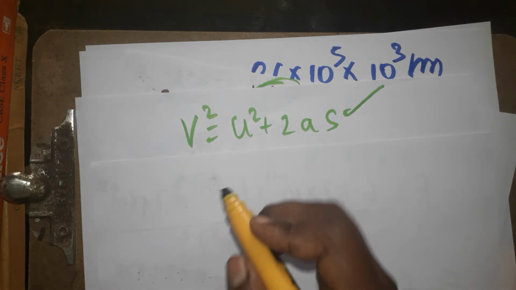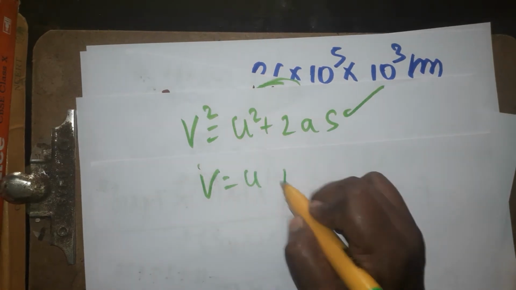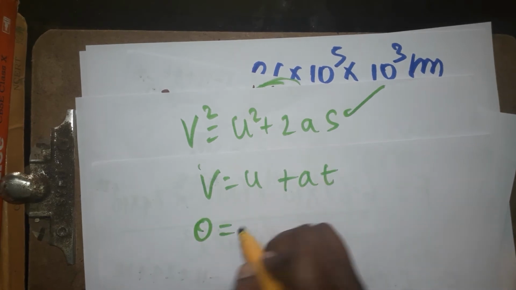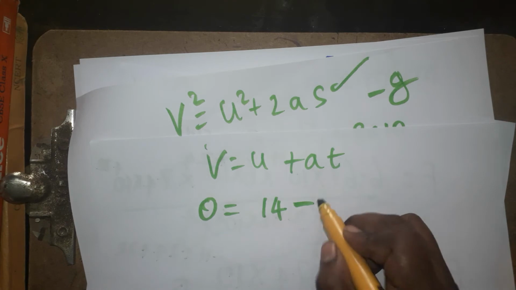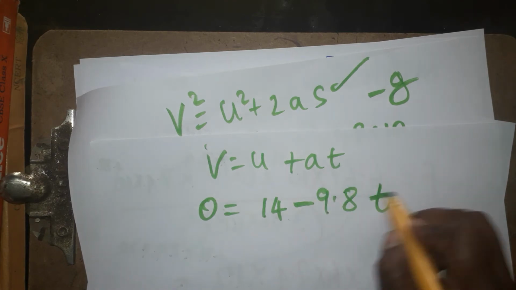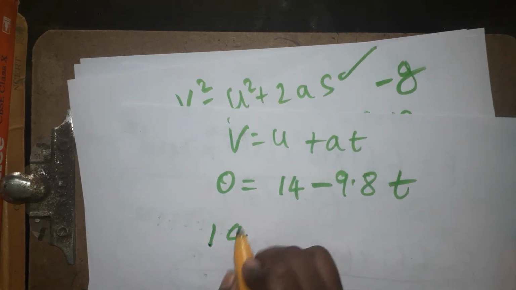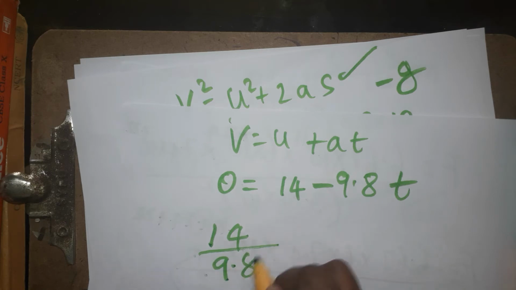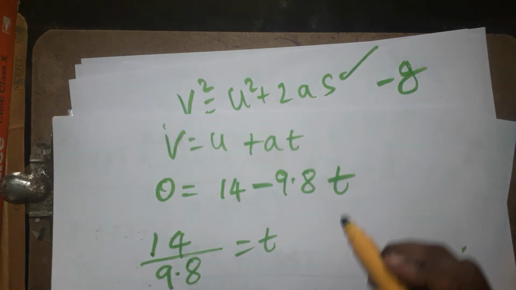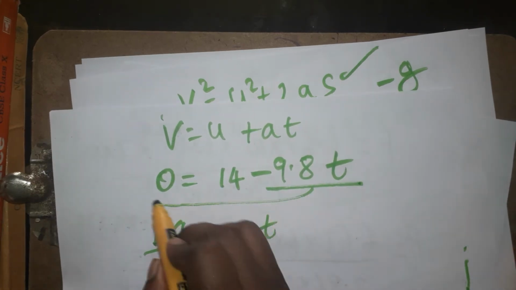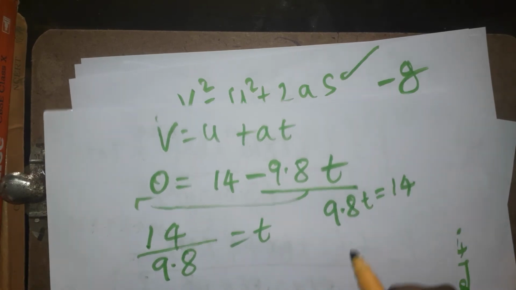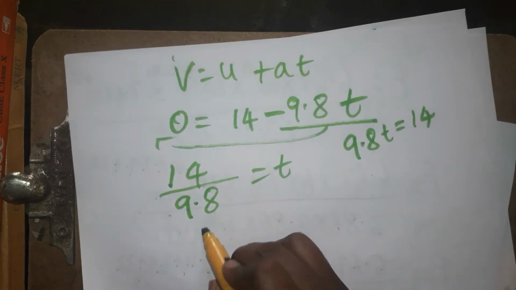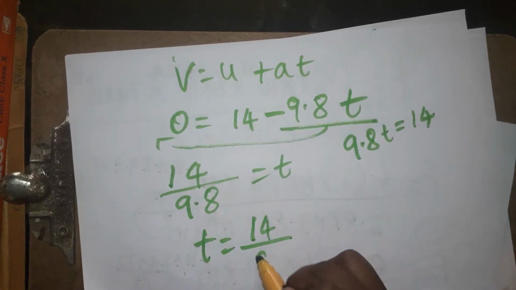v is equal to u plus at, v is 0, u is 14. Gravity is negative. Why? Because it is going to be opposite to the gravity, so minus 9.8 t. So 14 divided by 9.8 is equal to t. Why am I getting like that? Bringing 9.8 t from the left-hand side to the right-hand side, 9.8 t is equal to 14. Taking 9.8 as the denominator, t is equal to 14 divided by 9.8.